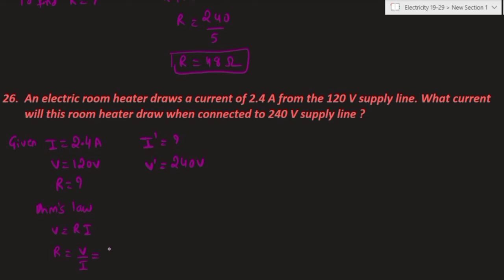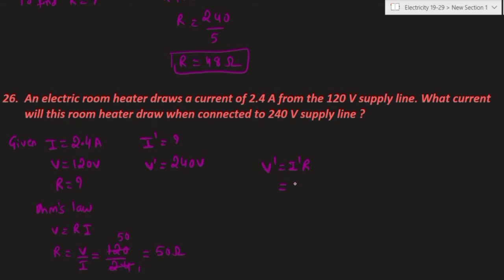V is how much here? 120 divided by 2.4. 2.4 ones are 2.4, 2.4 fives are 12, that is 24 fives are 120, right? Therefore R is equal to 50 ohm, and already you know that V dash is equal to I dash into R, because resistance remains the same across the same wire; only the voltage is changed.